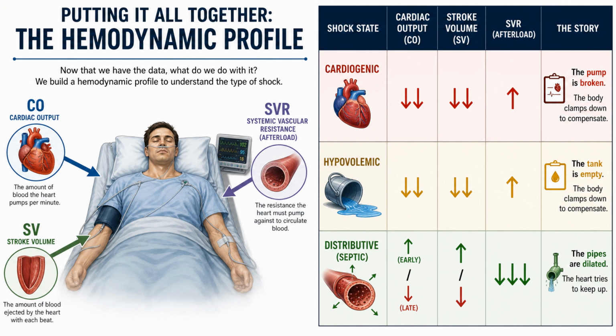But in distributive shock, like sepsis, the story is completely different. The pipes are wide open, so the SVR is very low. The heart tries to compensate by beating faster and harder, leading to a high cardiac output, at least in the early stages.